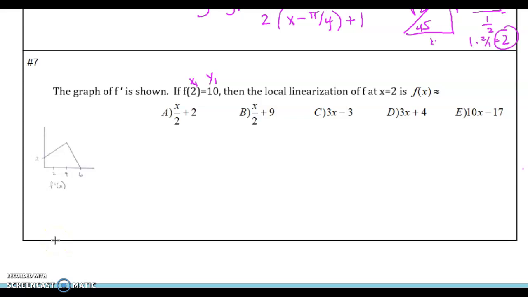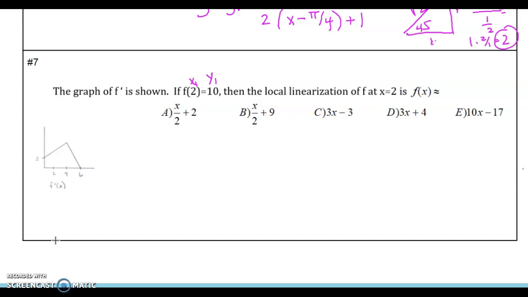Okay, so let's finish up number 7. So this one is a little different. They give us a graph of a derivative, and they tell us f of 2 equals 10, so that's x1 and y1, that's our point. Find the local linearization of our function at x equals 2.